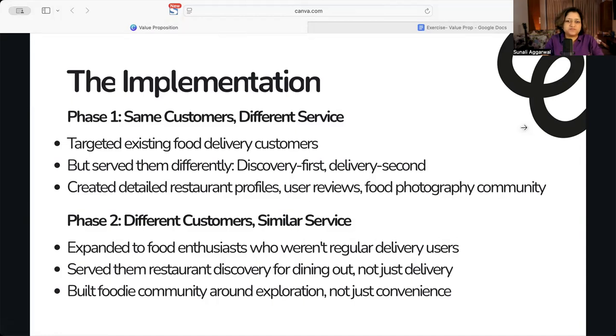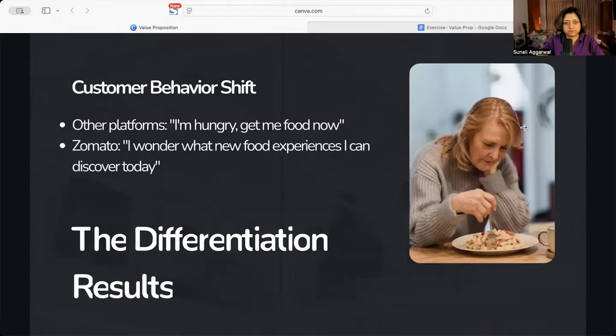Different customers, similar service: expanded to food enthusiasts who weren't regularly delivery users, served them restaurant discovery for dining out, built a foodie community. Other platforms: I am hungry, get me food now. Zomato: I wonder what new food experiences I can discover today.